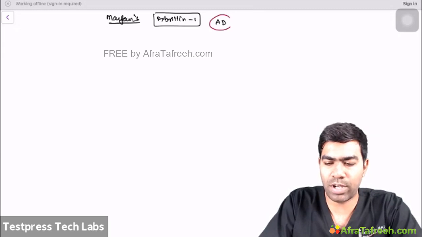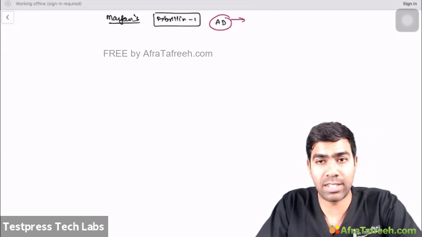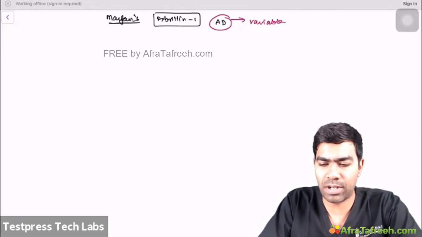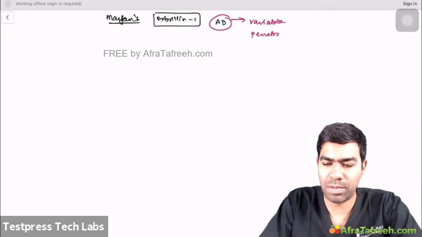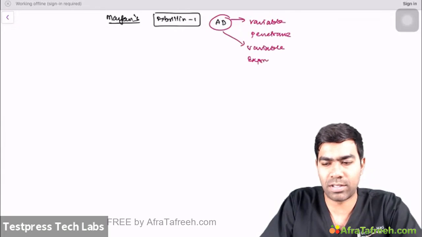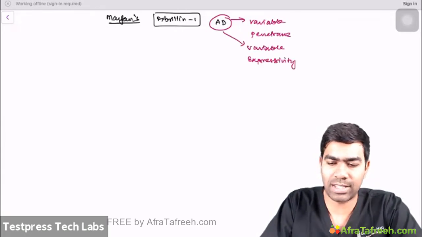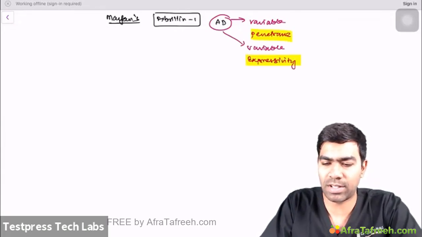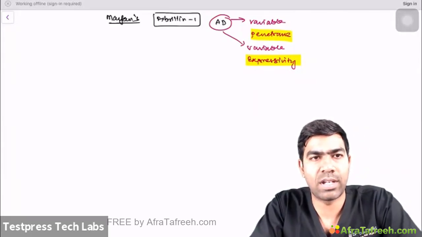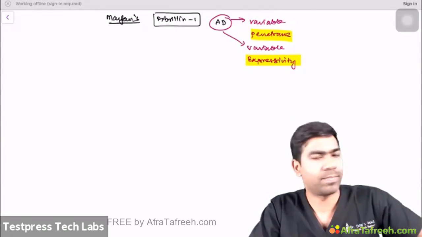And one important point to note is that this disease has variable penetrance. What do you mean by variable penetrance? They have both variable penetrance as well as variable expressivity. So what do you mean by variable penetrance? Anyone? There's a classic example of a disease with variable penetrance and variable expressivity. What do you mean by penetrance and what do you mean by expressivity? That's the question here.